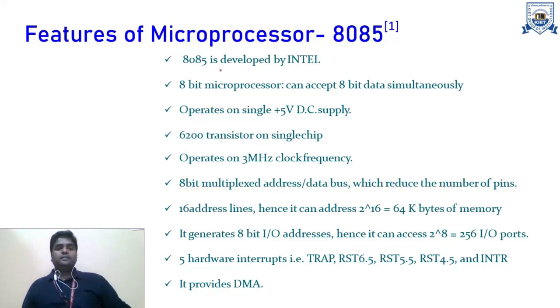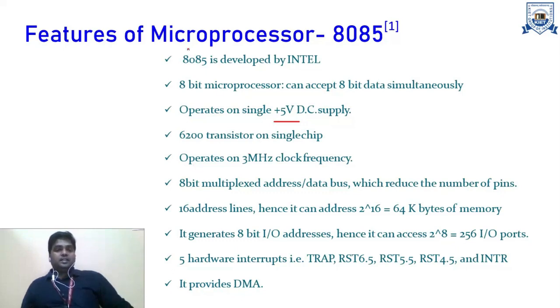As we know that microprocessors are digital in nature, so they require some power supply to operate. A plus 5 volt power supply is required for this microprocessor. There are 6200 transistors available on a single chip in this 8085 microprocessor. It operates on a 3 megahertz clock frequency.